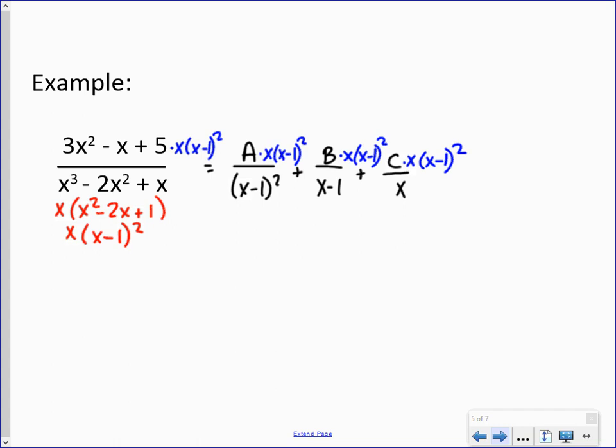Some of you may find that you can just multiply the whole equation by x times x minus 1 squared, and you don't have to write it out for every single term, and that's totally fine. And I'm going to show one more time in the example. Every single fraction gets multiplied by that x times x minus 1 squared. That's my LCD. On the left side, that's going to cancel out the entire denominator. Okay? So that should always happen because you're going to multiply by that thing that you started with. And so all that's left over on the left side is 3x squared minus x plus 5 equals.